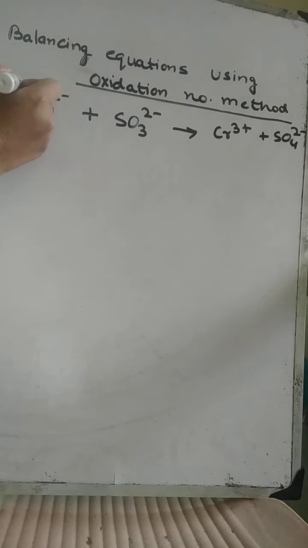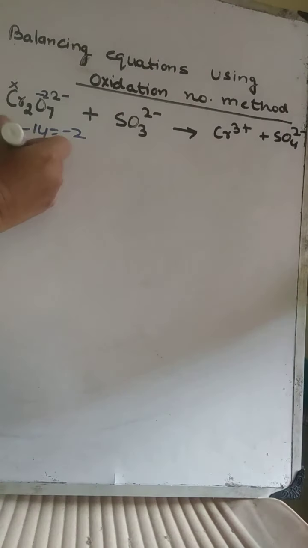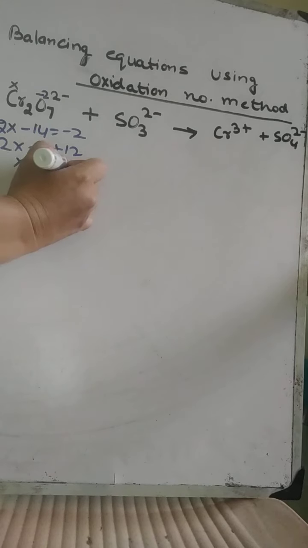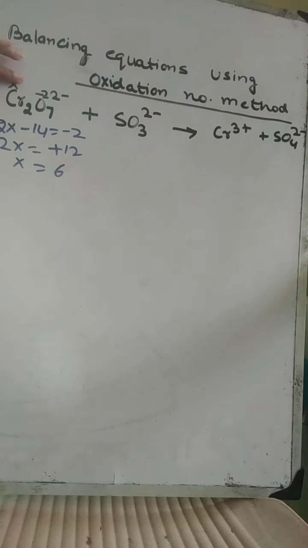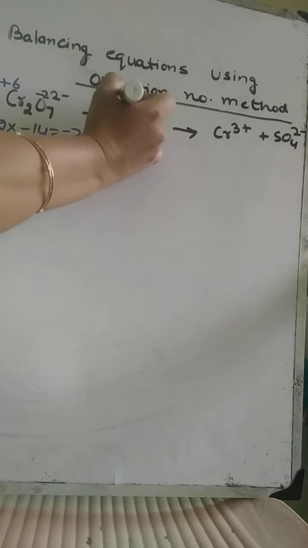Chromium, let's say we have to find. So we'll write the equation 2x minus 14 equal to -2. 2x will be equal to plus 12 and x is equal to plus 6. So when we have found the oxidation number of chromium, here we will write plus 6. Same way we'll write the oxidation number of everything.